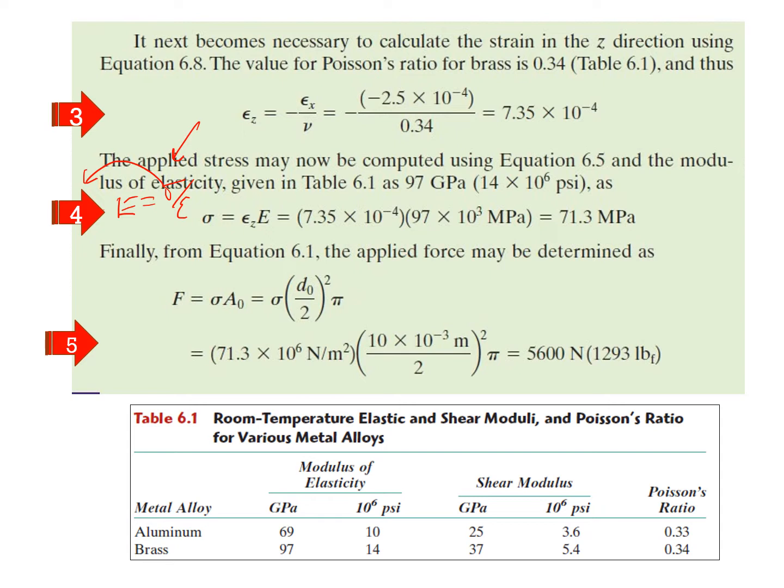Then we will substitute the value into the formula stress equals F over A. In this case, they are looking for the force. We rearrange the formula into F equals the stress times the area. Then substitute the values, and you will obtain the force, which is 5,600 Newton or 5.6 kilonewton.